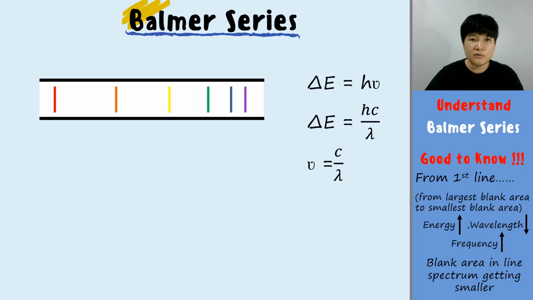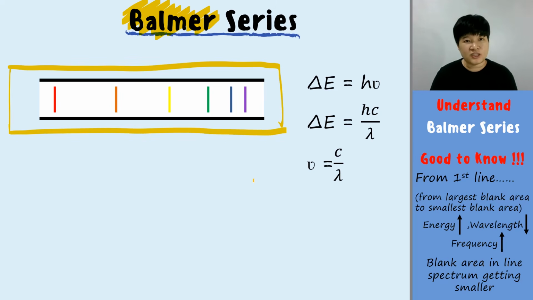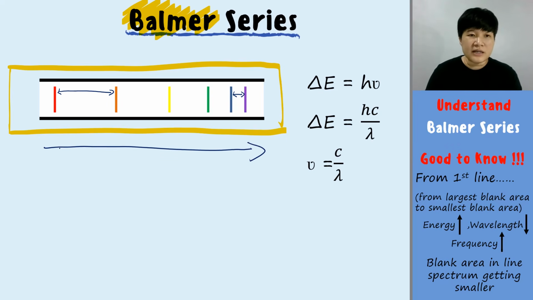So we are still under the Balmer series. Let's say I tell you that this is the line spectrum of the Balmer series, just giving you this line spectrum without the energy level diagram. First and foremost, you need to understand the line spectrum by identifying which is the first line. The method is very simple: look at the gap. The gap on the left is largest compared to the gap on the right. So we start reading from left to right, which also means this is the first line of the Balmer series.